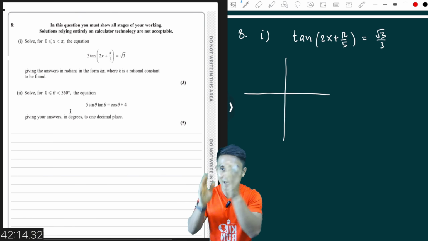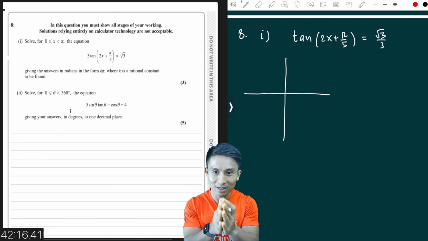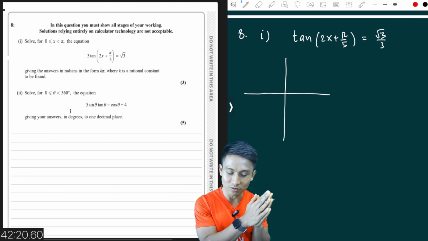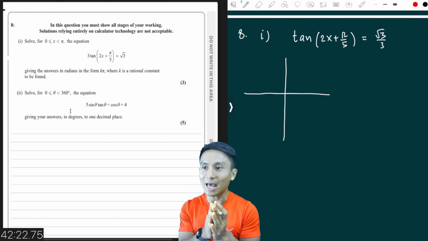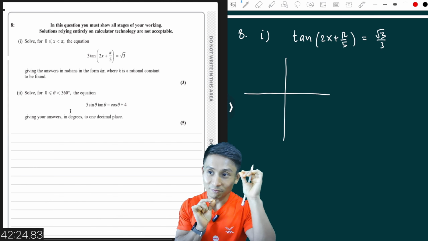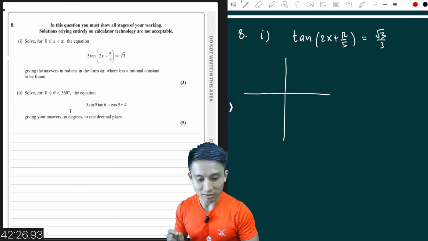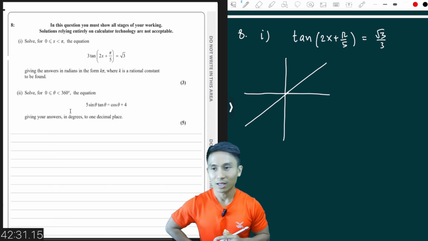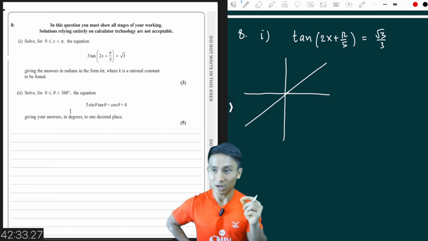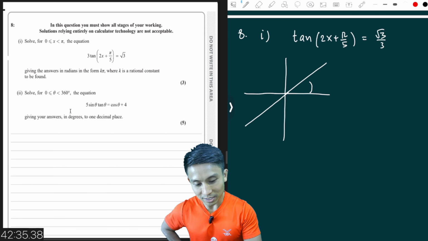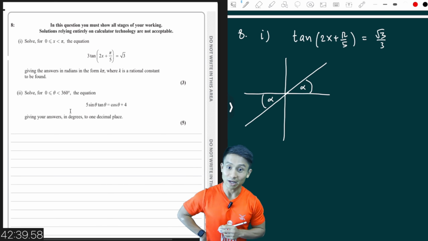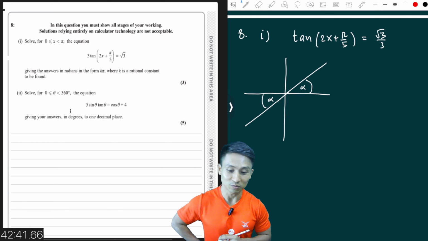Well, this is tan of something giving you a positive number, root 3 over 3. So you're going to be looking at the first quadrant and the third quadrant. It's these two, and they are on the same straight line here. The principal angle will be this one and this one. So for the principal angle, I use alpha. It sounds principal, alpha.